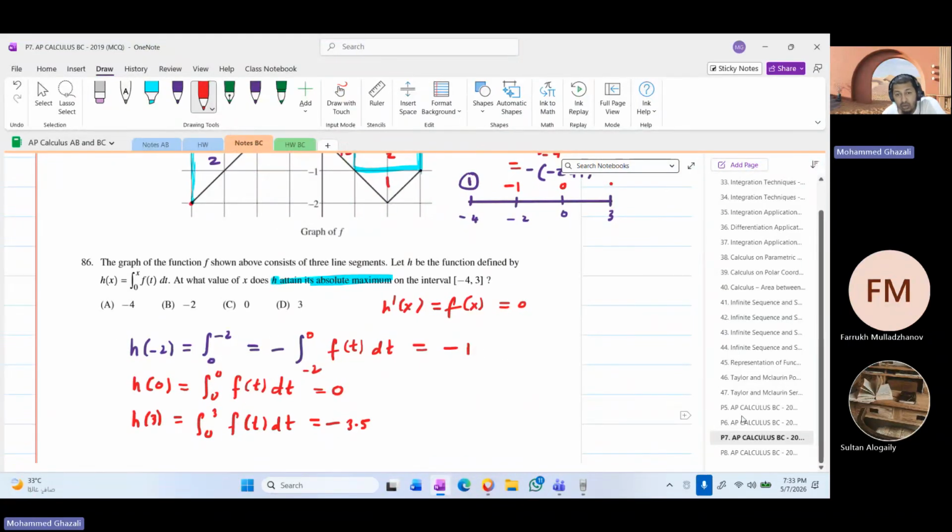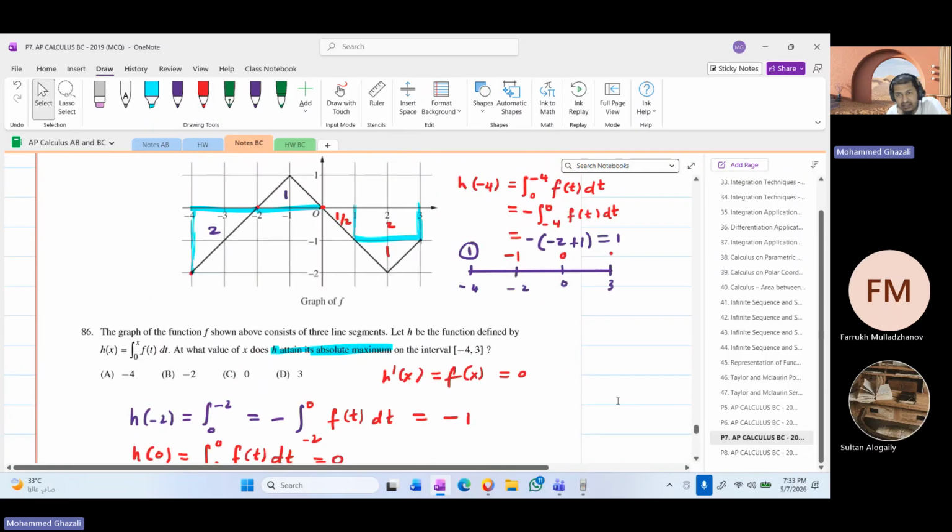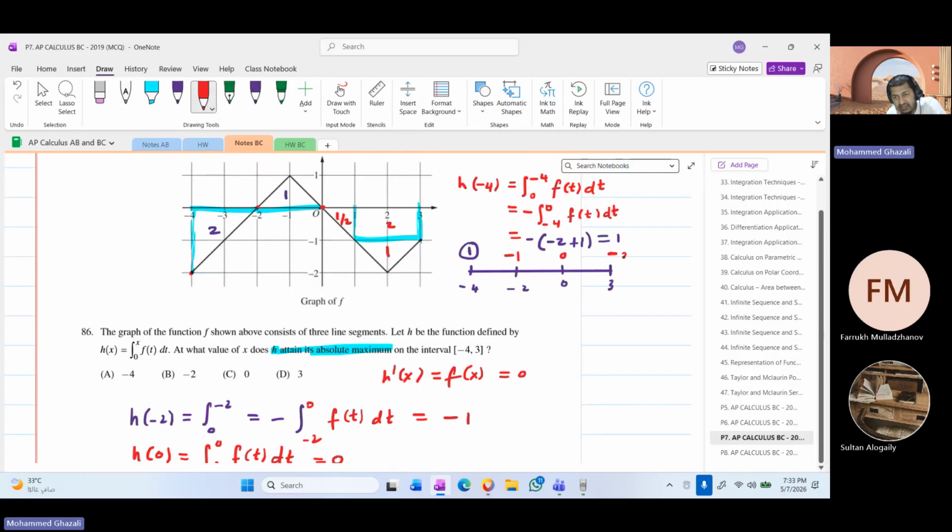So which one has the absolute maximum? At what x value is the absolute maximum? At -4. Perfect, yeah, -4. At -4, the answer is 1. The rest of them, the absolute minimum is at x equals 3. Right? Yes, perfect, you're right.